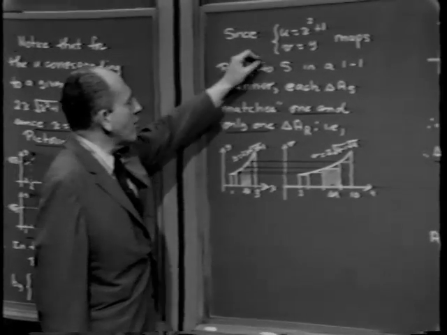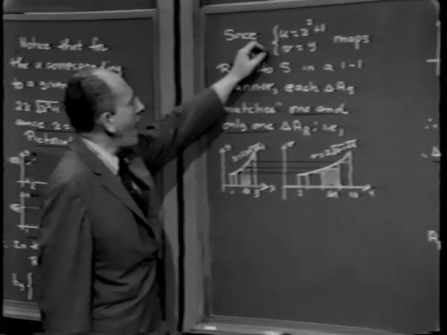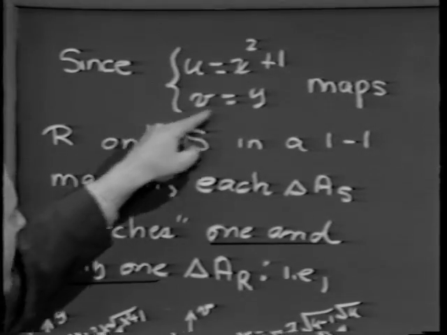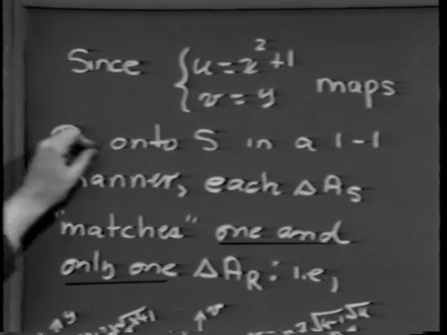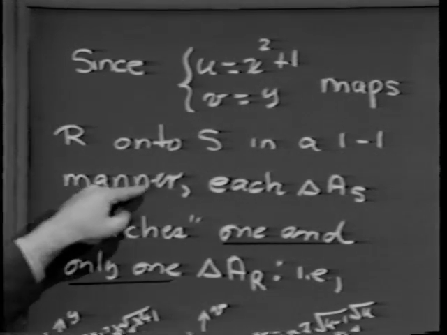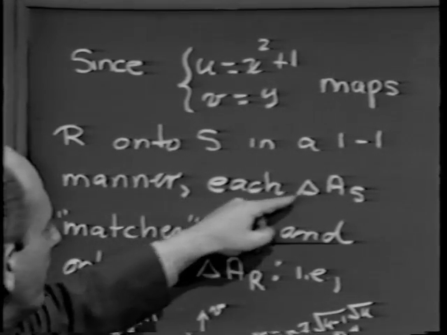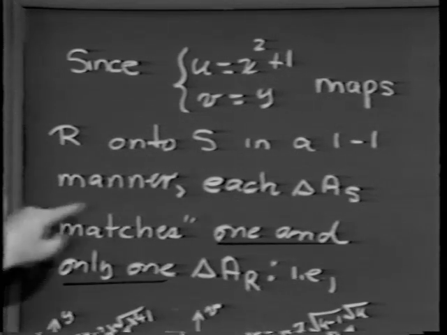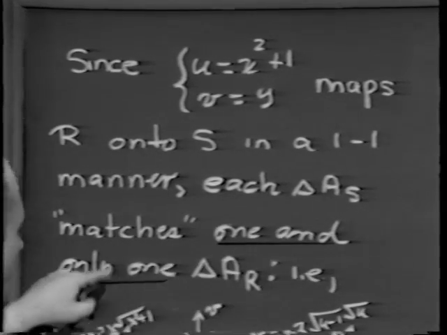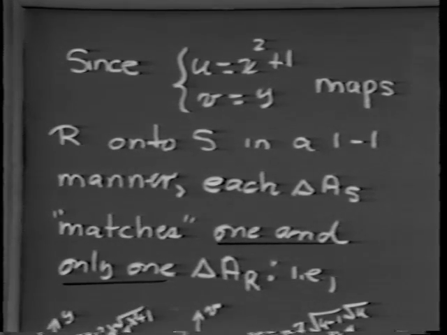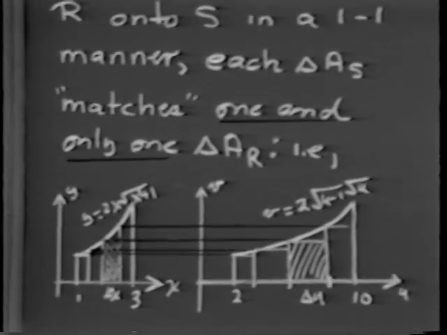Since, at least in the domain that we're interested in, the mapping u equals x squared plus 1, v equals y, maps R onto S in a one-to-one manner, each increment of area, delta A sub S, matches one and only one delta A sub R. Let me give you an example of what I mean by this.